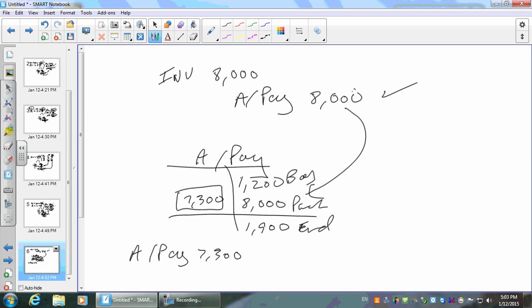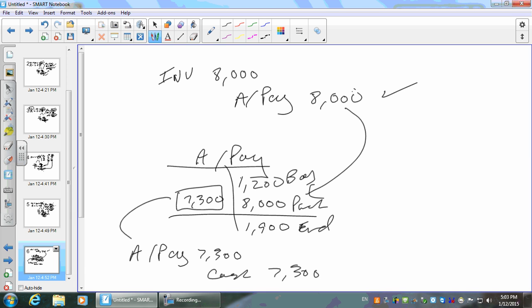Anybody ever pay a bill in their life? I bet you have. What do they demand you give them? Cash, which is an asset, and you would have less. How do you reduce assets? Credit it. You credit cash. Absolutely. That's what happened here during the period. You reduced the payable. You paid them.